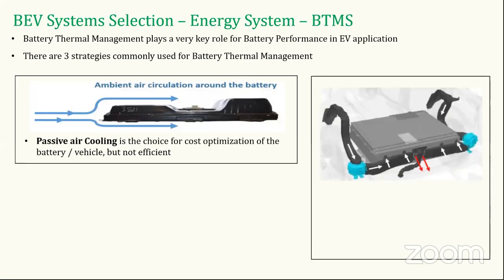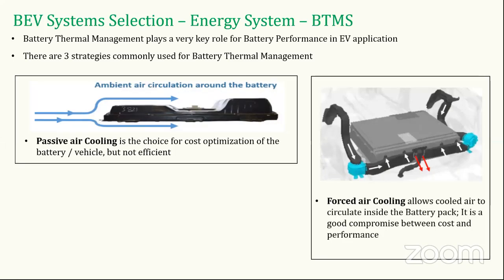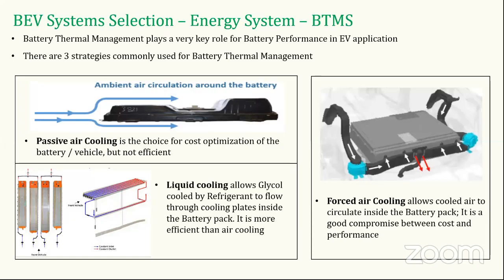The next type is forced air cooling, which allows cool air to circulate inside the battery pack. This is a good compromise between cost and performance. The last type is liquid cooling, which allows glycol cooled by the refrigerant to flow through the cooling plates inside the battery pack. This is more efficient compared to air cooling. However, the choice of cooling is a compromise between the cost and the cooling efficiency.